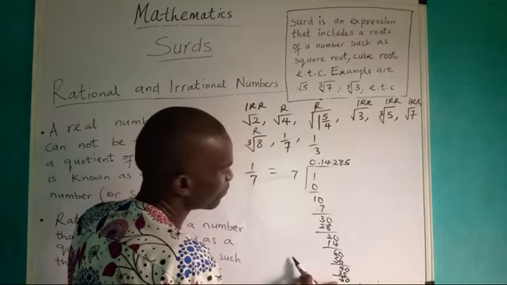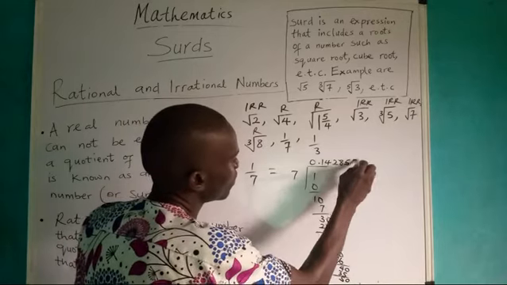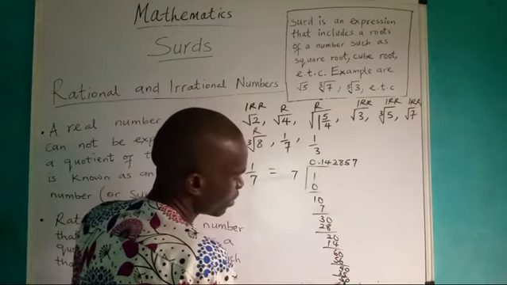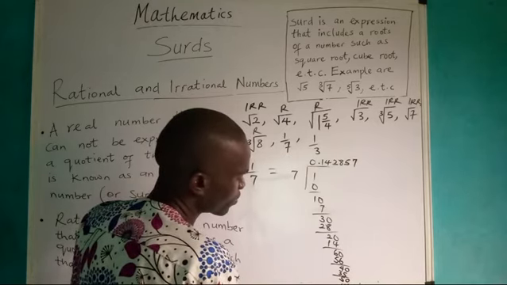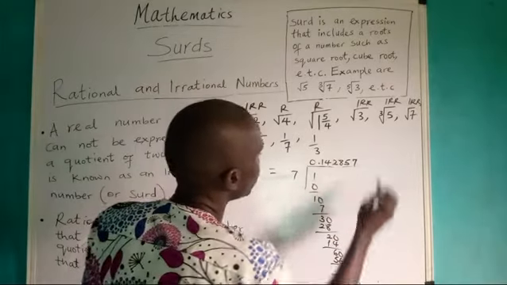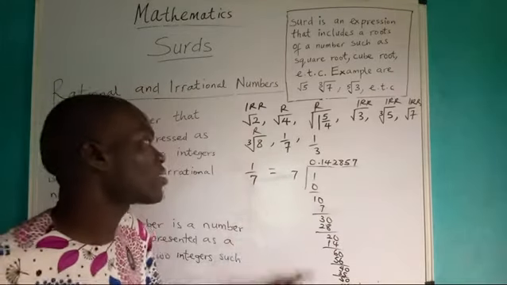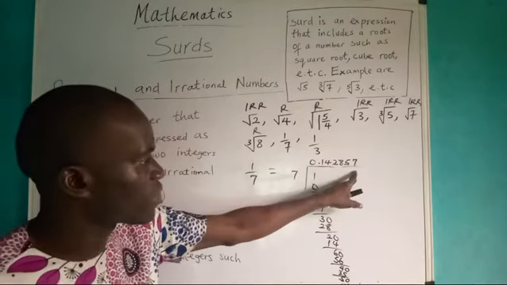Now can 7 share 50? It will be 7, because 7 times 7 is 49. Here is 49. Now when you minus, it will continue. It will continue, meaning it will not end. This kind of decimal is a non-terminating decimal. I will have to terminate it at this point.